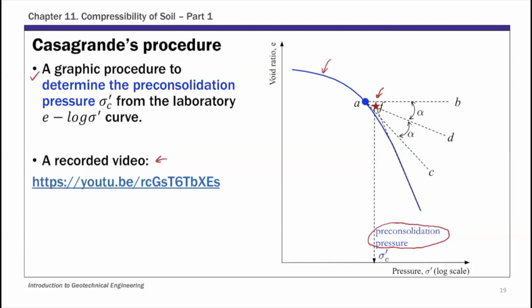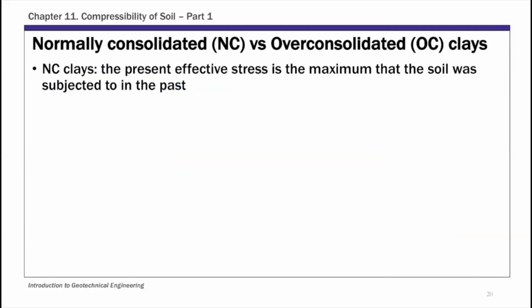And then a closely related concept to this pre-consolidation pressure. So as I mentioned, pre-consolidation pressure is the maximum past effective stress. And depending on the relationship between your current and the maximum past, you can classify clay into normally consolidated and over-consolidated clay. So the first one.